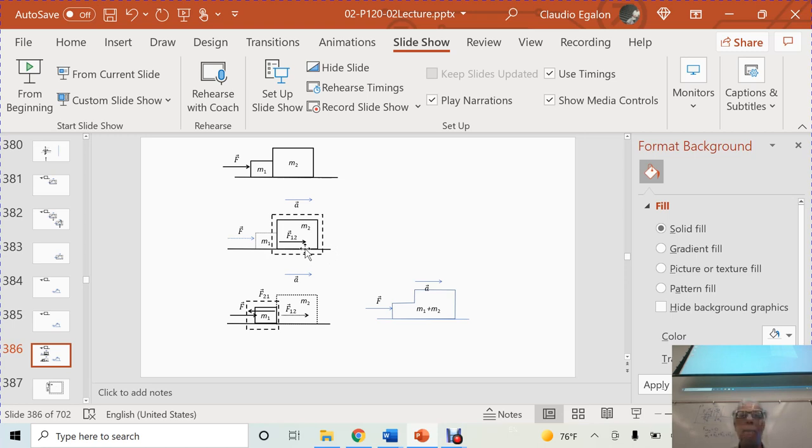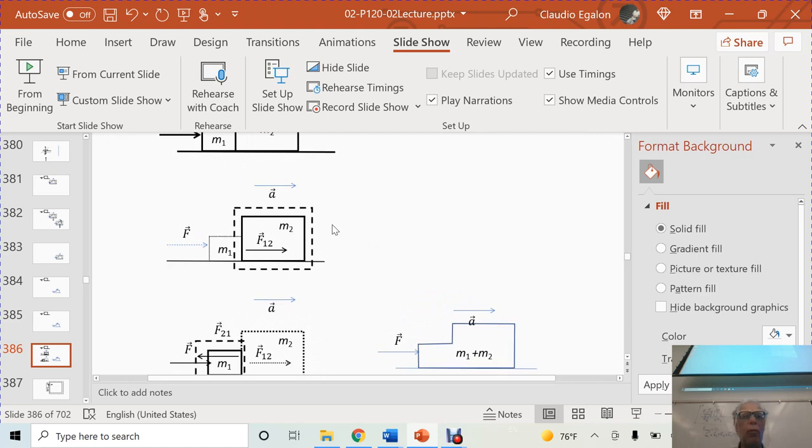Okay? So, how many forces do you have in the horizontal direction applied to block number 2, according to this drawing? How many forces do you have in the horizontal direction? 12 forces, you said? How many forces, right? 12 is the subscript, right? It's not the number of forces.